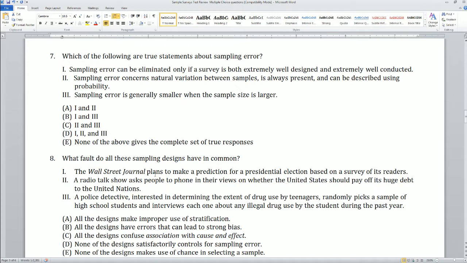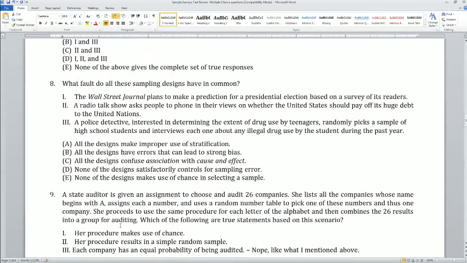Okay, so why is three correct? Because like you said, the larger the sampling size, the sampling error is smaller. Yeah, correct. That's it. That's just how it works. Okay? Good? Alright, eight.